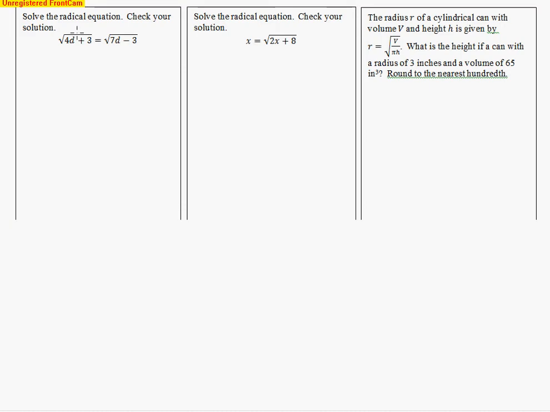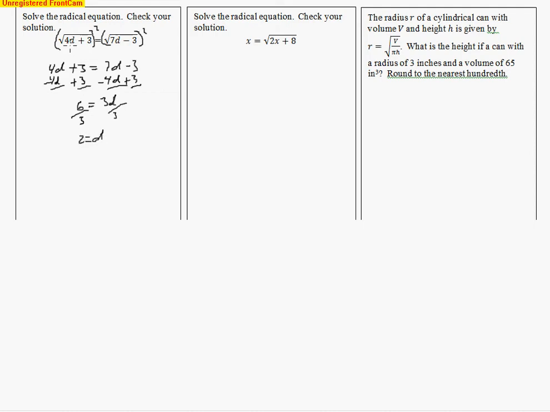And so the way we do that is we isolate the radical. Well, they're already isolated. So then I just square both sides, and that'll cancel out the radical sign. So I'm left with 4d plus 3 equals 7d minus 3. So I'll go ahead and do some opposite operations to isolate the variable. So I'll subtract the 4d's from both sides. We add the 3 to each side, so I'm left with 6 equals 3d. So when I divide by 3, I get 2 equals d.